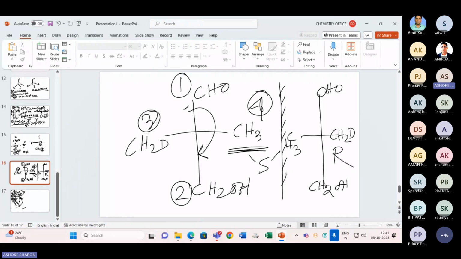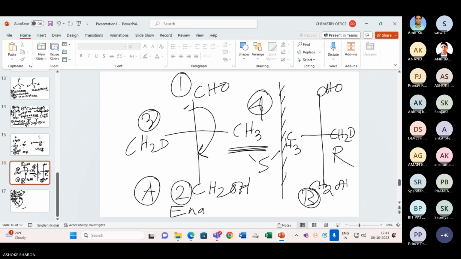And the relationship between this molecule A and molecule B is called enantiomer. When there is a mirror image relationship, this is called the mirror image. I have put a mirror here. When you see the mirror image relationship, in that case you call it an enantiomer.